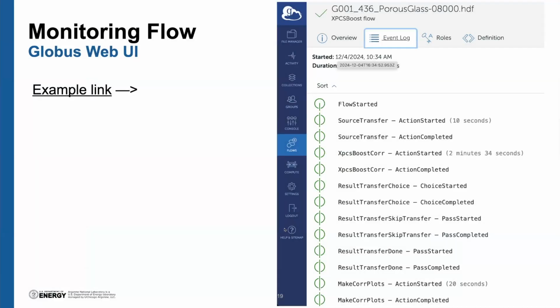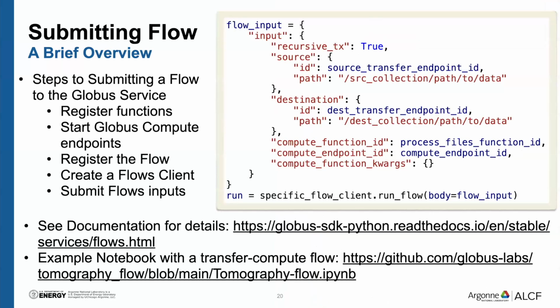So I will just return to the presentation. How do you submit inputs to a Globus flow to run? I'm not going to go into this in super detail just because I have a limited amount of time in this talk, but what are the elements you need to submit a flow through the Globus service?